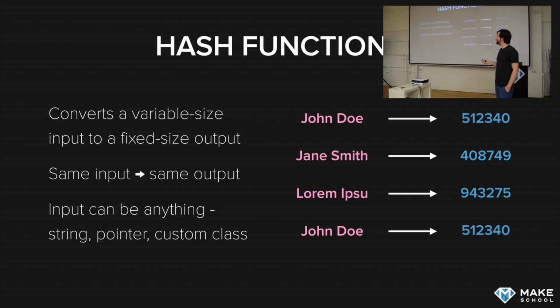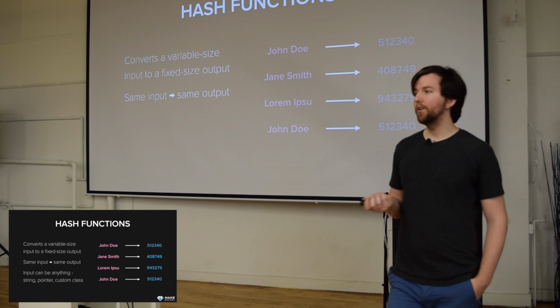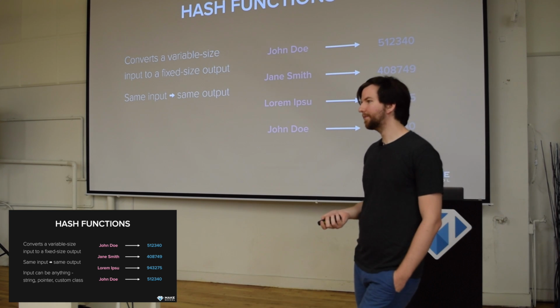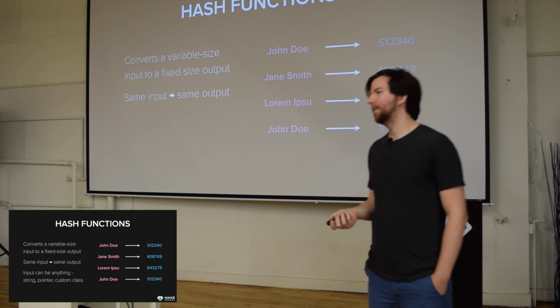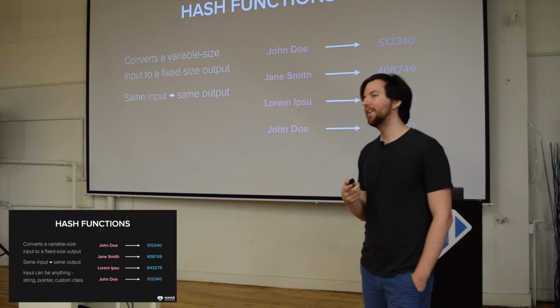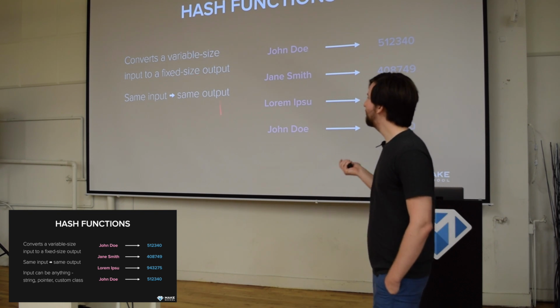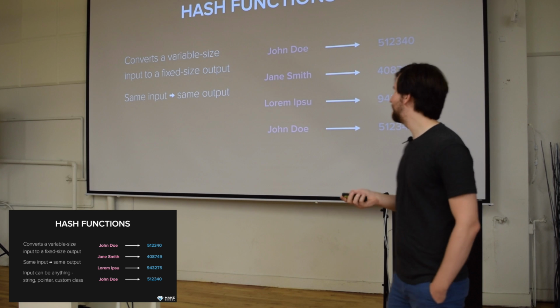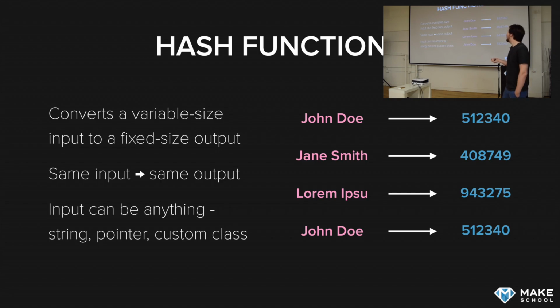Another super important property is that if you put the same input into the hash function, the output will always be the same. That's vitally important. Yes, Ignat. This is a great question. He's anticipating the next slide. Can there be 2 different inputs that map to the same output? The answer is yes. We'll talk about why in a second. So the input can be anything, a string, a pointer, a custom class. But all this input, the infinite possibilities of input, map to a fixed range of output.